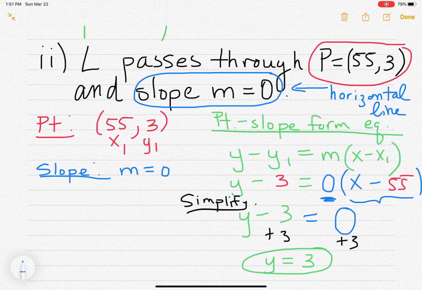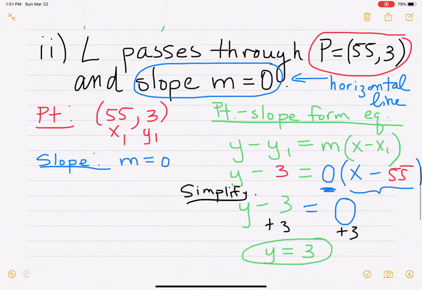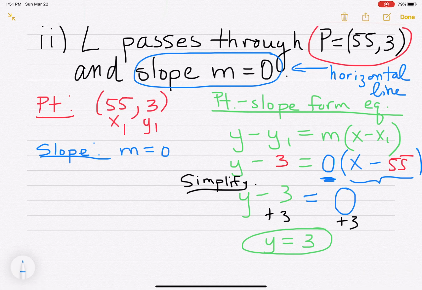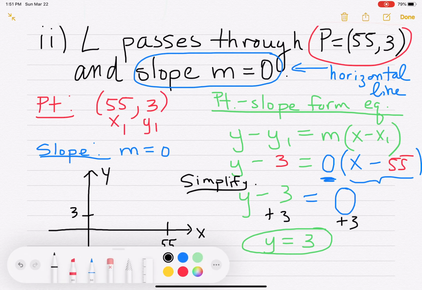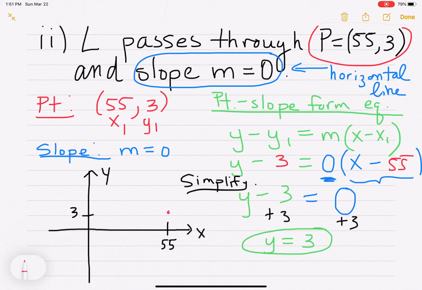Let's draw a little picture. I'm going to draw a picture to the side. So imagine here is my y-axis. This is my x-axis. So let's say way out here we have 55 on the x-axis. And then up here we have 3 on the y-axis. So if I were to plot a point here at (55, 3), it would be right here, right? This red dot. That'd be my P.